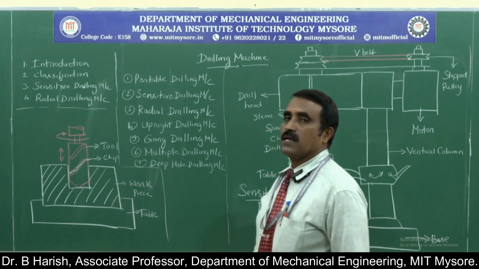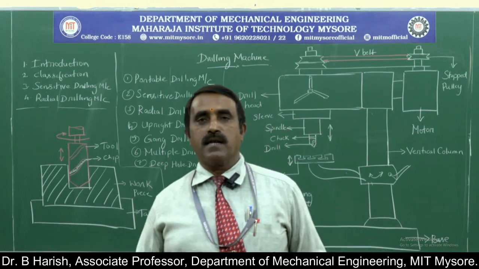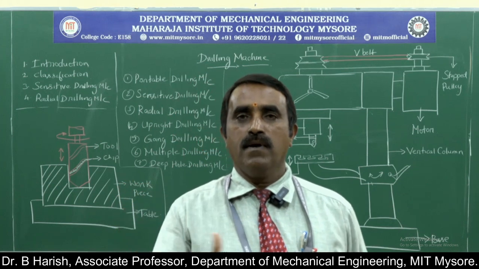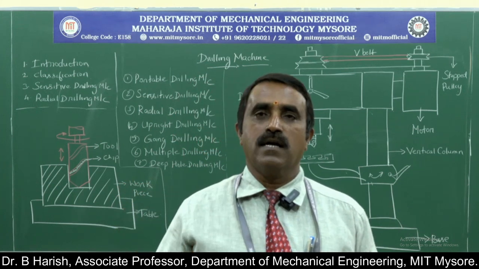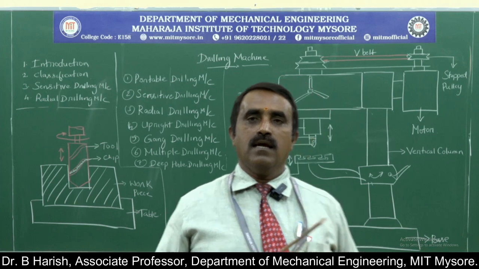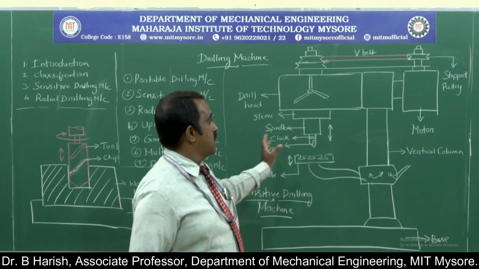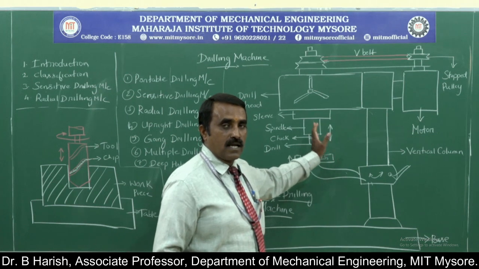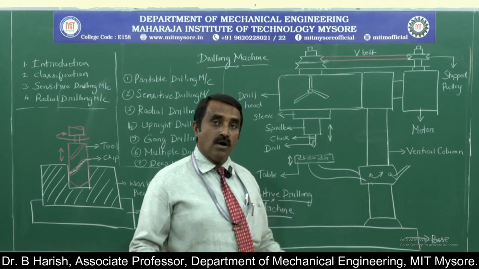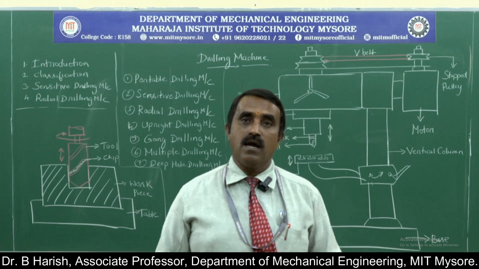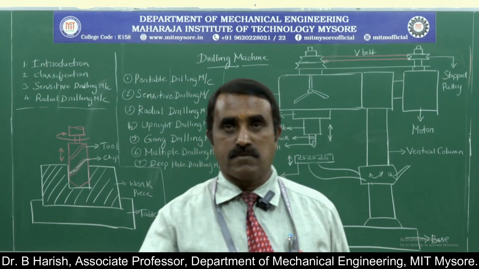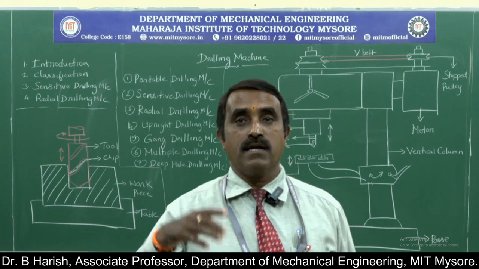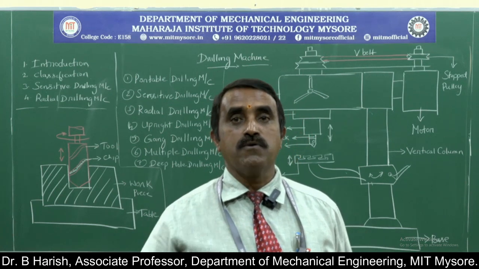Next one is the multiple drilling machine. If you want to drill, say, 10 different holes of 10 mm on a given job, then I can have multiple spindles. Here we have only one spindle, but I can have multiple spindles, all connected to the same motor, so all the spindles will be rotating at the same speed. In a gang drilling machine, each spindle can rotate at a different speed, because they are connected to individual motors.